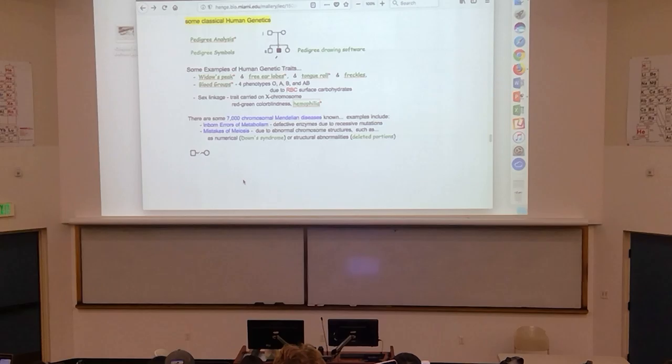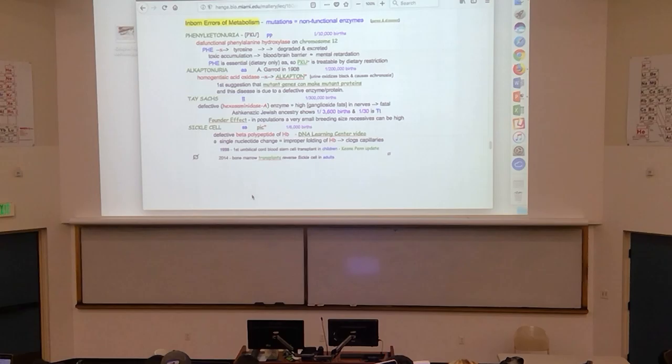Now, besides those kinds of things, there are a lot of Mendelian diseases, and they fall into two categories. One I'll call the inborn errors of metabolism, the other I will call chromosomal abnormalities. The inborn errors of metabolism, in essence, are defective enzymes that produce a mutant protein that then doesn't catalyze a particular biological reaction. It leads to some kind of disease condition in the human species. Here are four examples: phenylketonuria, alkaptonuria, Tay-Sachs disease, and sickle cell.